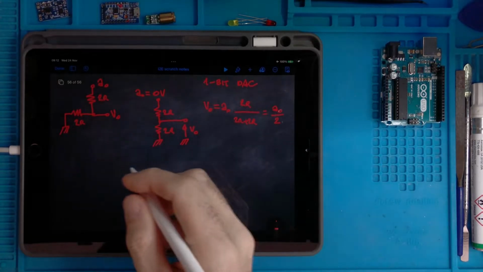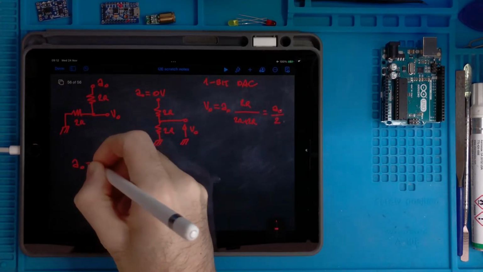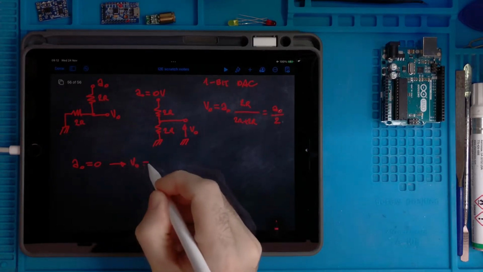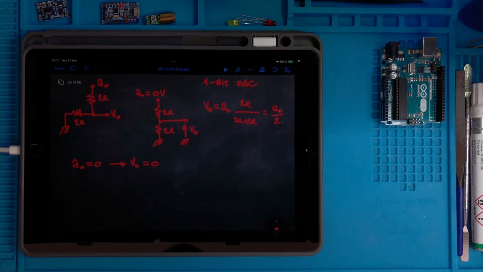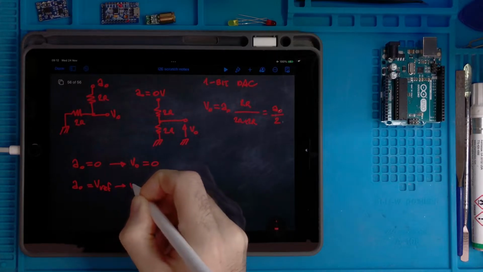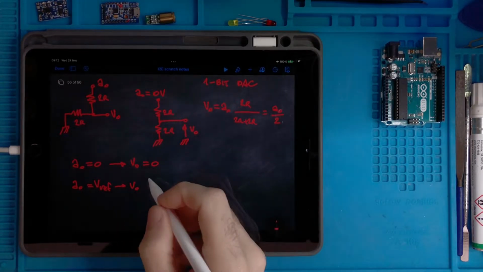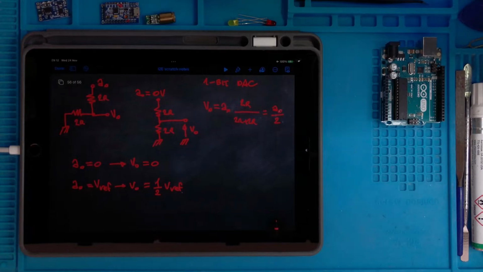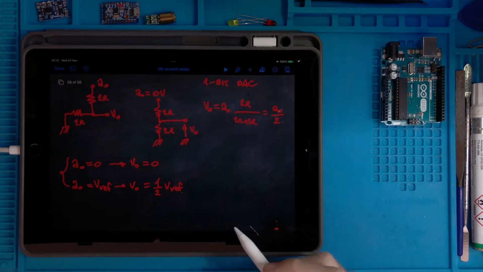So now we have two cases. The case is A0 equals 0, which makes V0 equal to 0, and the case A0 equal Vreference, which makes V0 to be equal to 1/2 Vreference. So it's a 1-bit digital to analog converter. We have two cases and two different outputs, 0 and 1/2 of Vref.